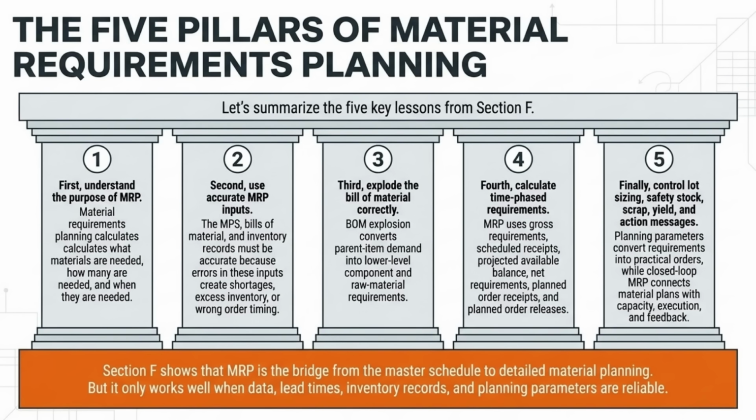Bill of material explosion converts parent item demand into lower-level component and raw material requirements. Fourth, calculate time-phased requirements. MRP uses gross requirements, scheduled receipts, projected available balance, net requirements, planned order receipts, and planned order releases. Finally, control lot sizing, safety stock, scrap, yield, and action messages. Planning parameters convert requirements into practical orders, while closed-loop MRP connects material plans with capacity, execution, and feedback.